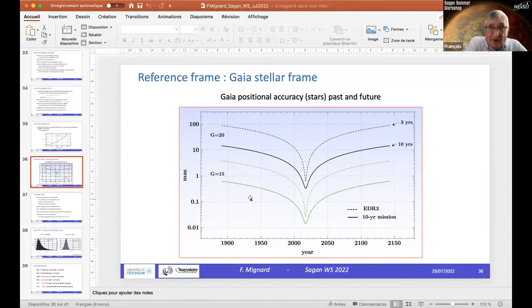And back in the past, if you have archived photographic plates and CCD frames which are being kept, obviously you can use this frame with something better than one milliarcsecond. If you go to magnitude 20, obviously it's not as good, but it is 10 milliarcseconds at the epoch of the catalog and 10 milliarcseconds in 2100. So the degradation exists, as you say, because of proper motion uncertainty, but it is much, much attenuated thanks to the 10 years of observation we will have for Gaia. So that curve gives you the answer to your question.